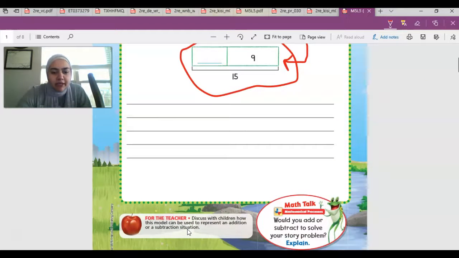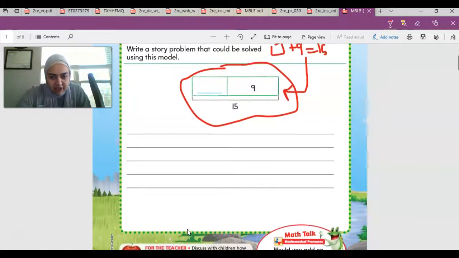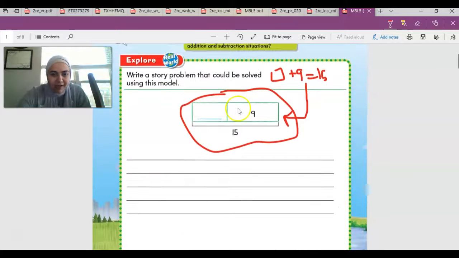How can the model be used to represent an addition or subtraction problem? Well, if we say empty box plus 9 equals 15, we have to find out what goes in the empty box. And a way we can do that is we can subtract. We can do the opposite of adding. So we can do 15 take away 9 equals empty box, right? So let's draw a problem representing that.